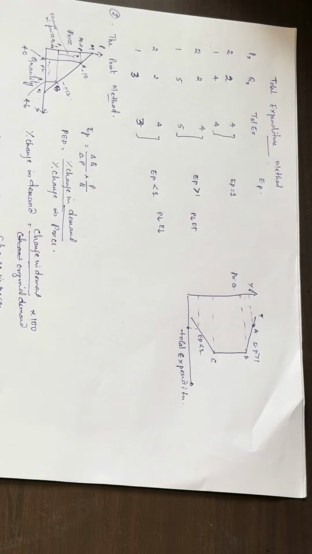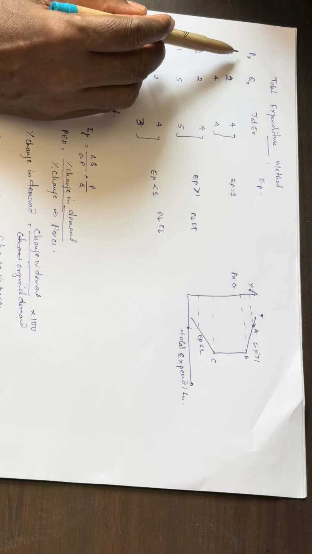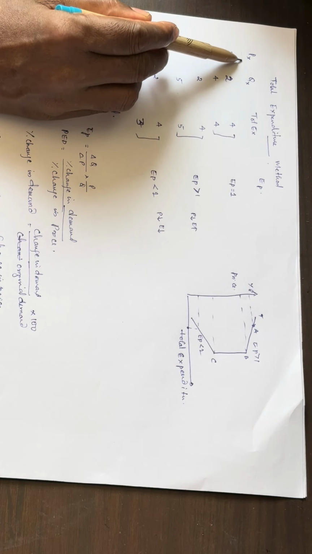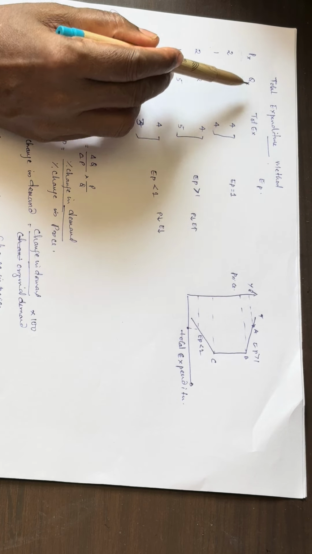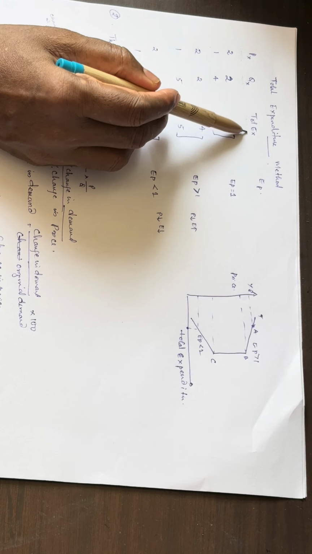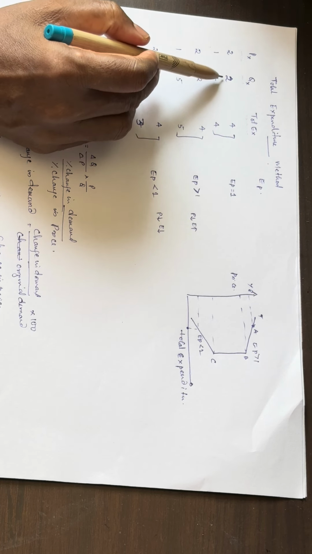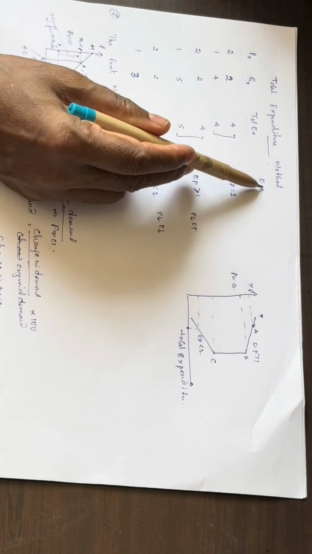This method measures the elasticity by examining the total expenditure made by the consumer on a commodity. Here is one example. We can see the price of the commodity, the quantity demanded, and the total expenditure. The total expenditure is always the unit price multiplied by the quantity bought.